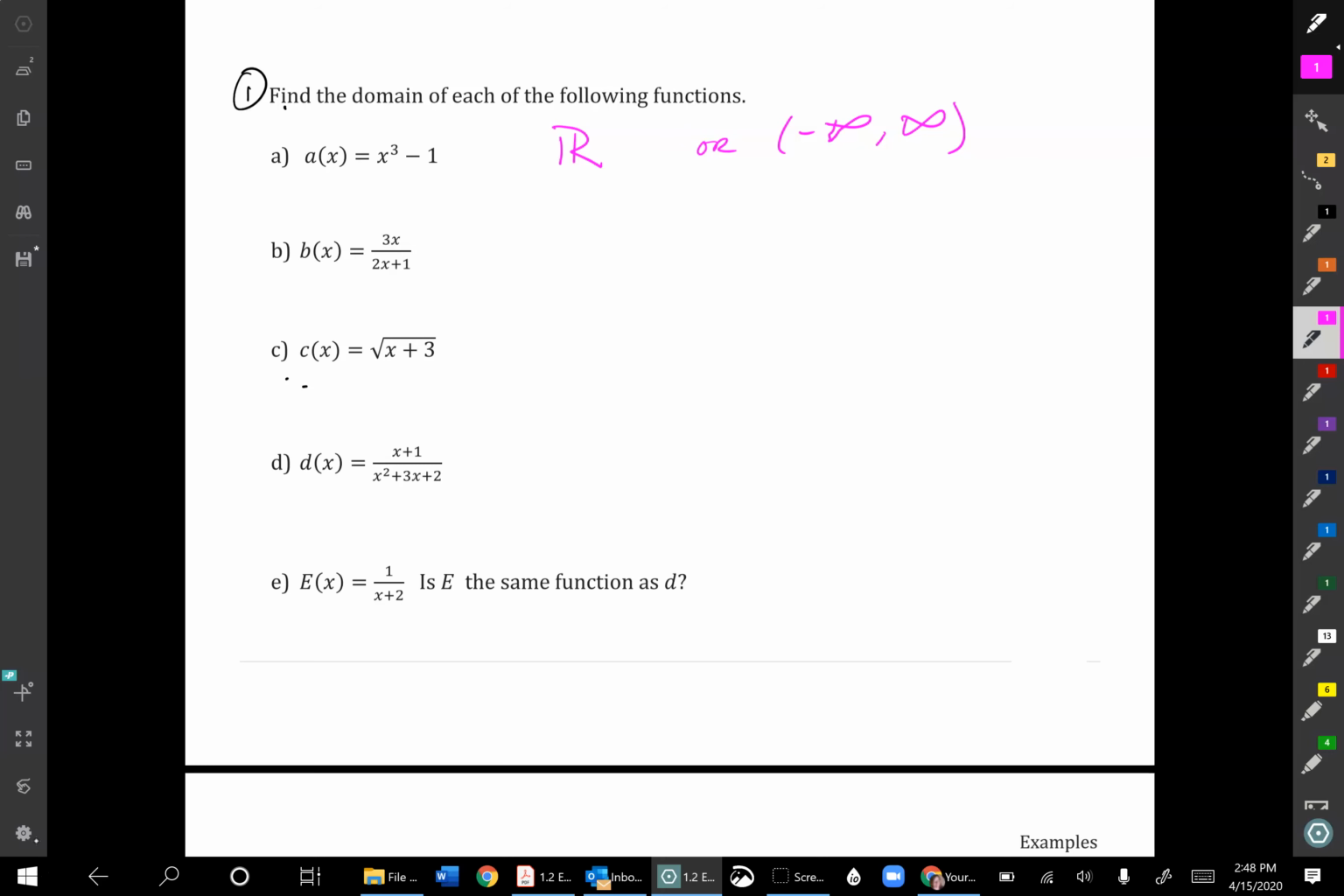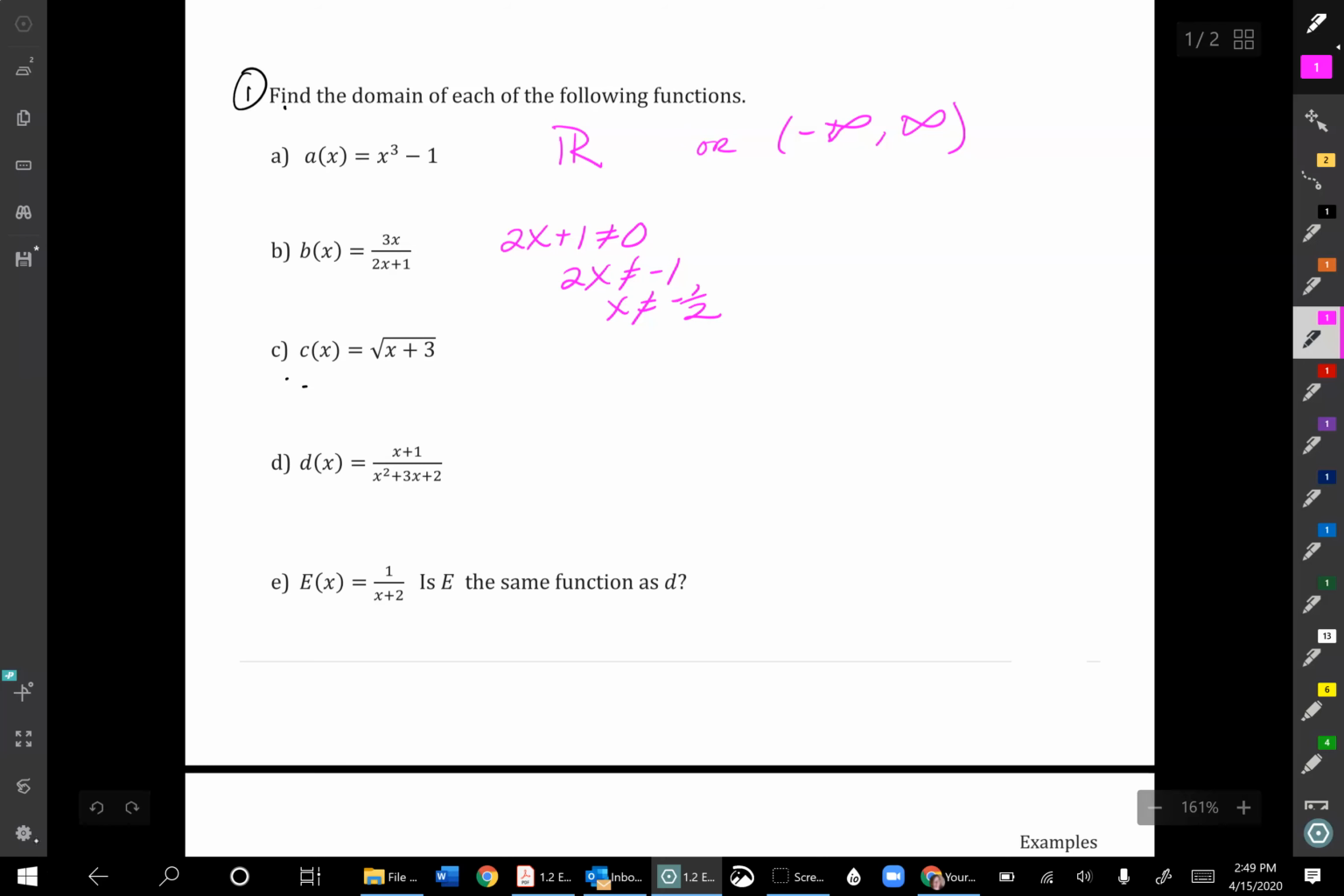So for fractions, we don't want the denominator to be equal to 0. So we have to find when that would be the case, and then we're going to restrict our domain to not include that. So I usually just write it like this: 2x plus 1 should not equal 0, and I solve out for the x value, and I get x should not be negative a half.